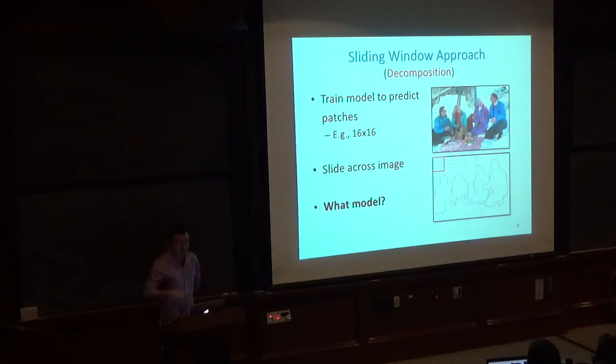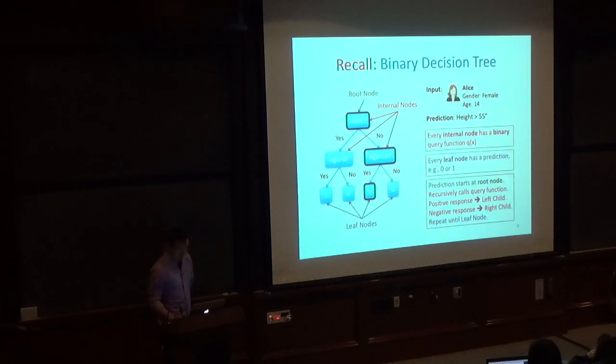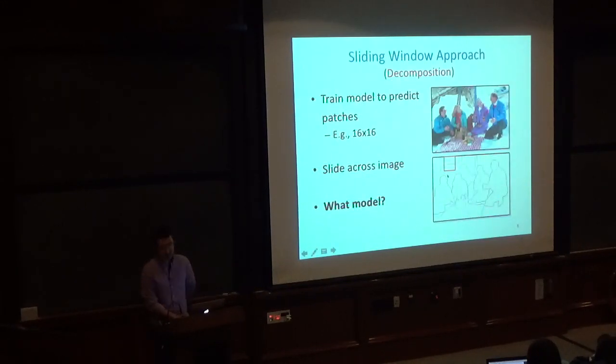Okay, so then we can do a decomposition where we're going to train a model to predict on patches of the image. So let's say, for example, 16 by 16. So we have this image classifier that takes a 16 by 16 patch of the image and classifies it into an edge mask. So a 16 by 16 0-1 mask. And we're going to slide it across the image and make predictions. So that's the basic idea.